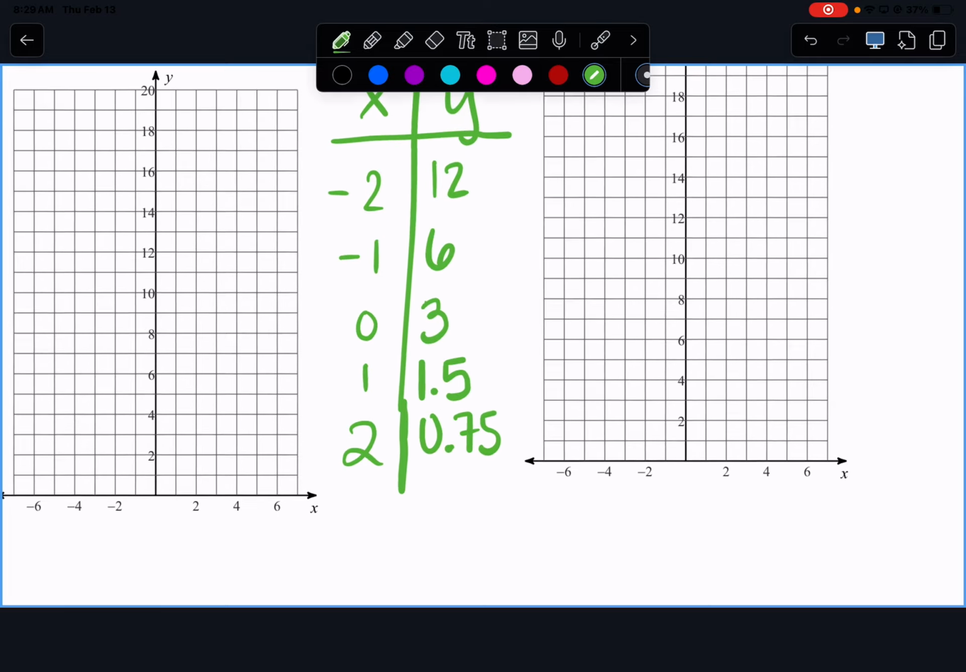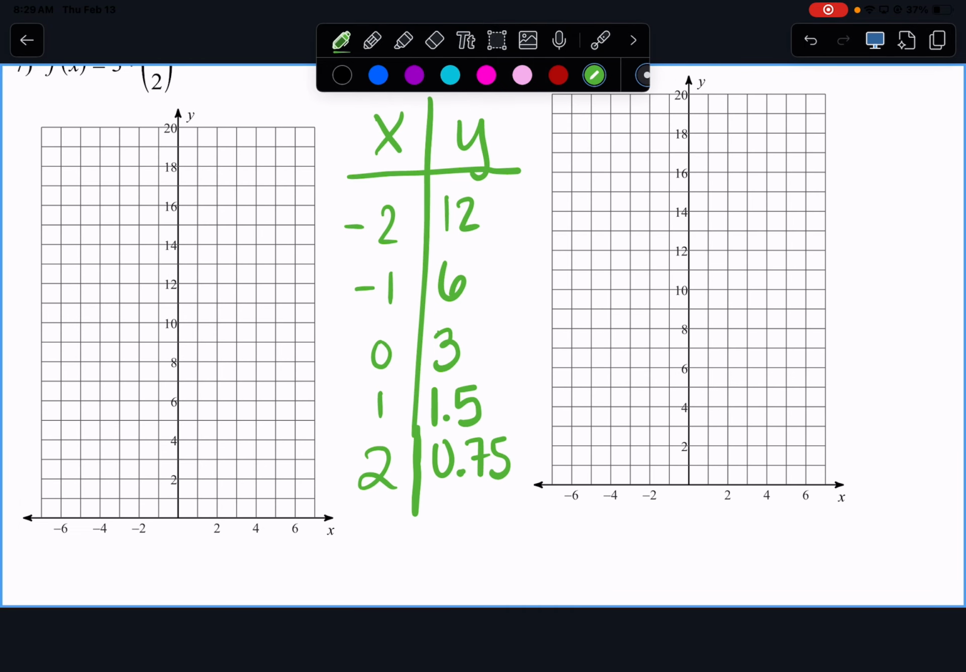Then we just plot those points. -2, 12. -1, 6. 0, 3. 1, 1.5. 2, 0.75, and then we sketch in the curve.